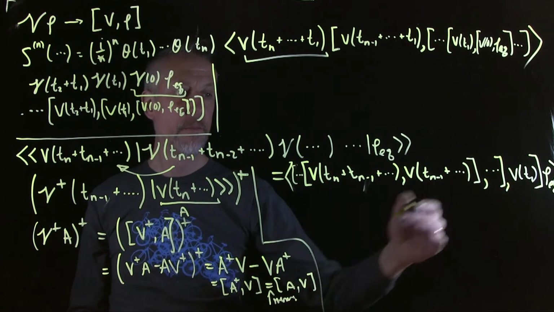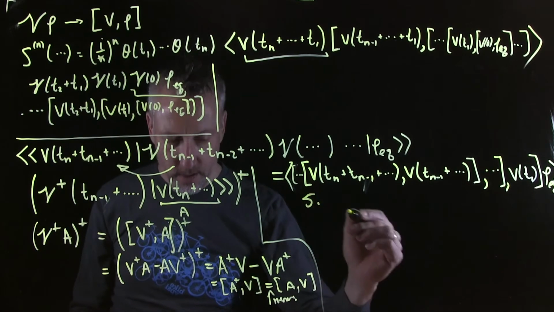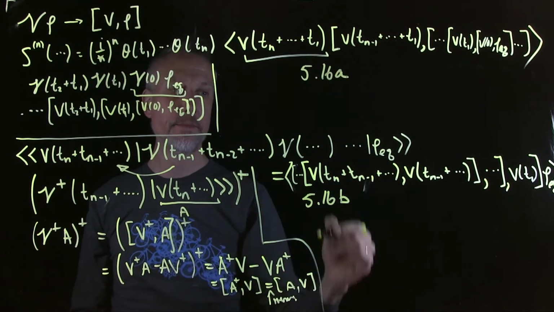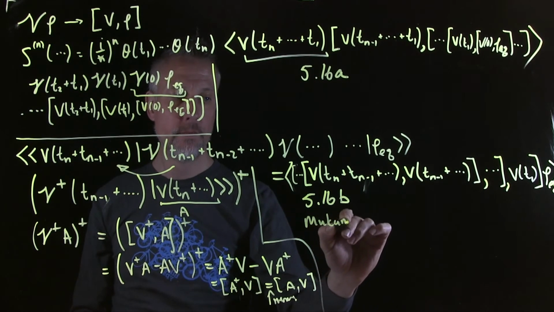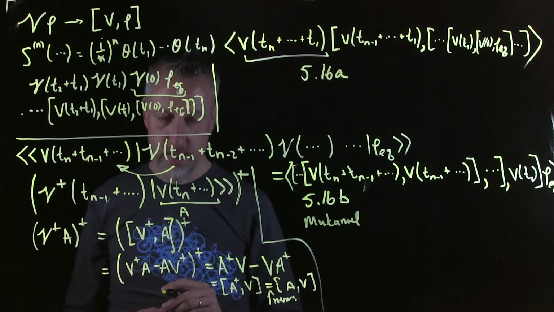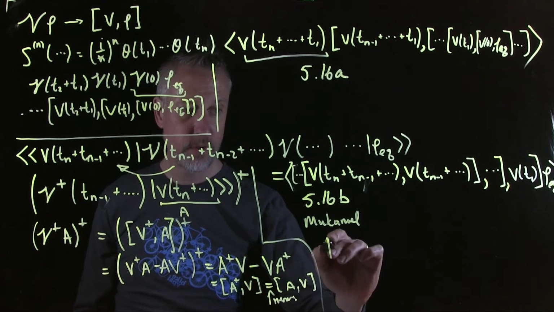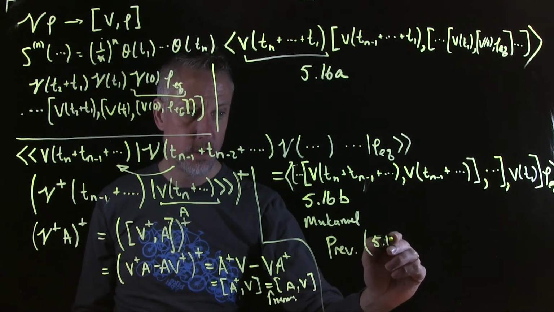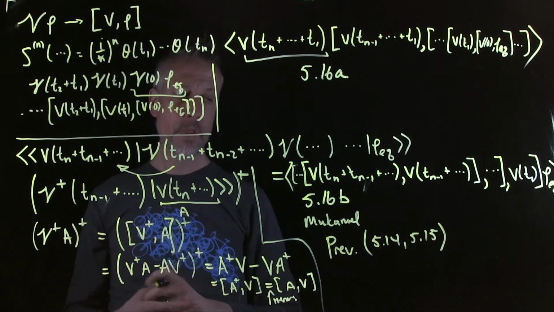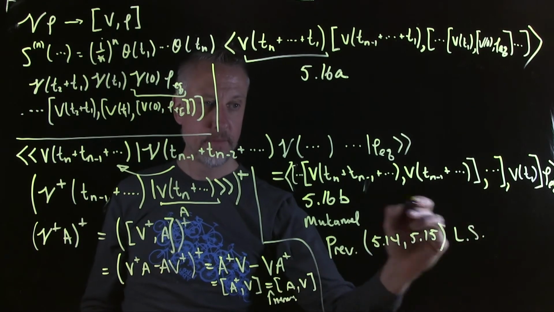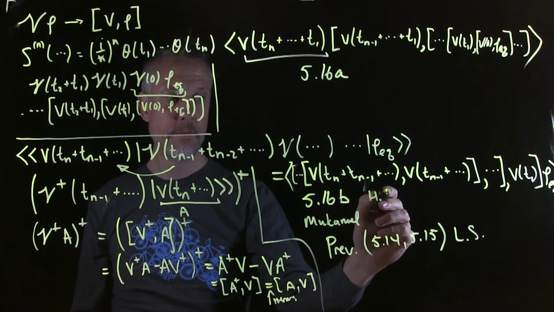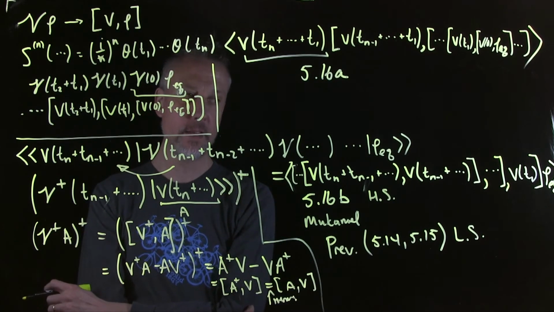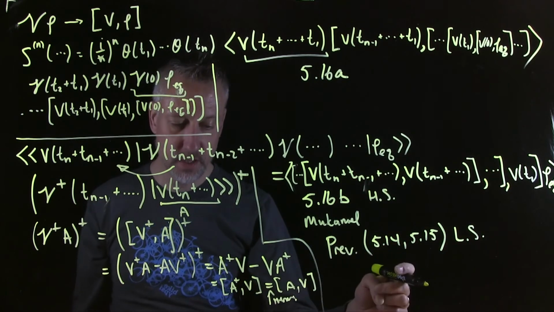Okay, so this equation here, if you have the Mukamel book, is 5.16b. This is 5.16a from the Mukamel. And then it's equivalent to the equations I wrote before, which I didn't list, I'm just looking at my notes here, I think 5.14 and 5.15. All right, and the difference is these ones are in Liouville space, and 5.16 is in Hilbert space. It's pretty common, I would say, once we've done the thing in Liouville space, to come back and do calculations in Hilbert space, but it's not required.